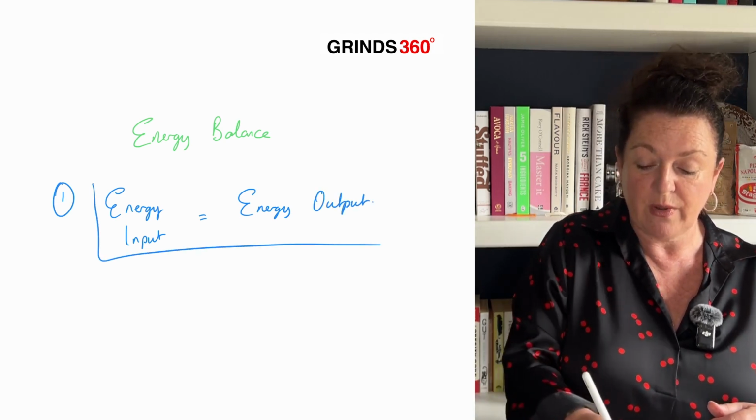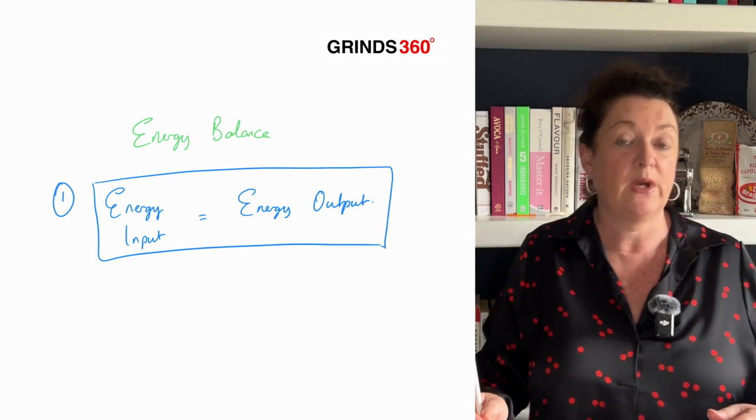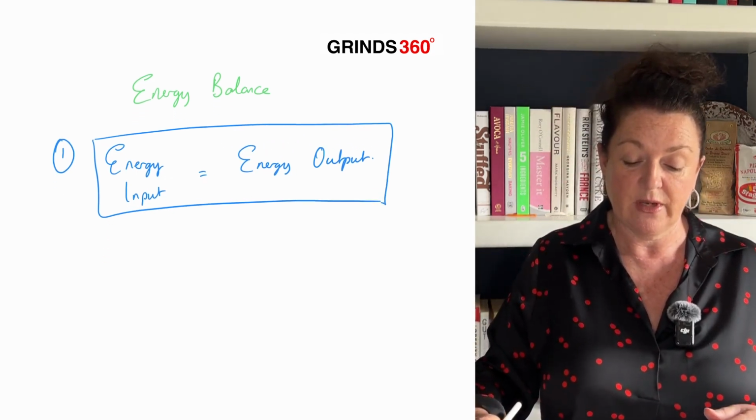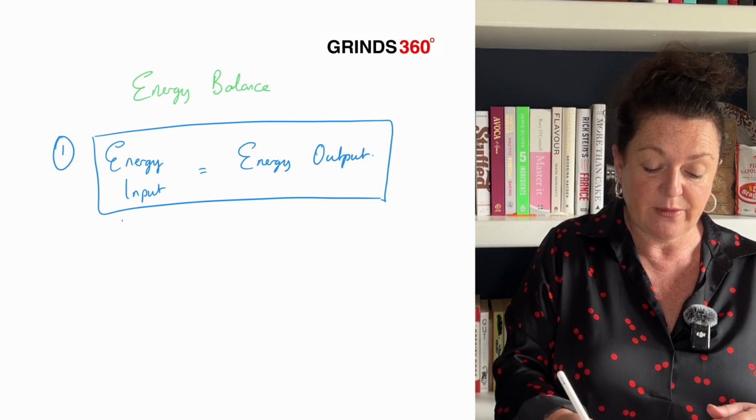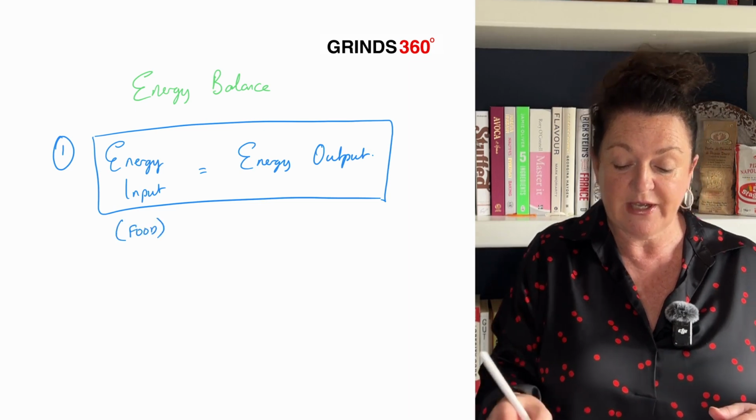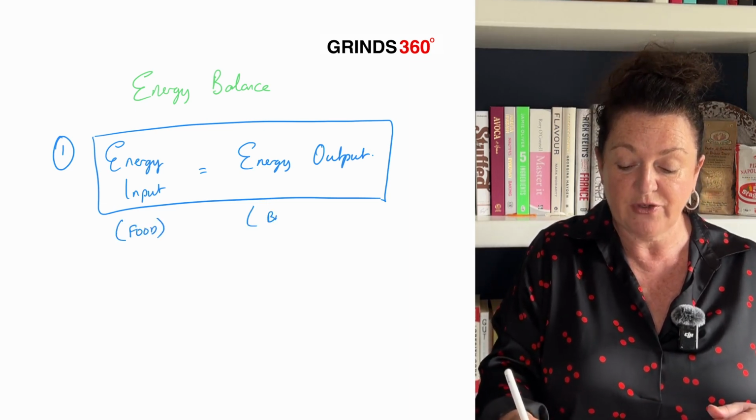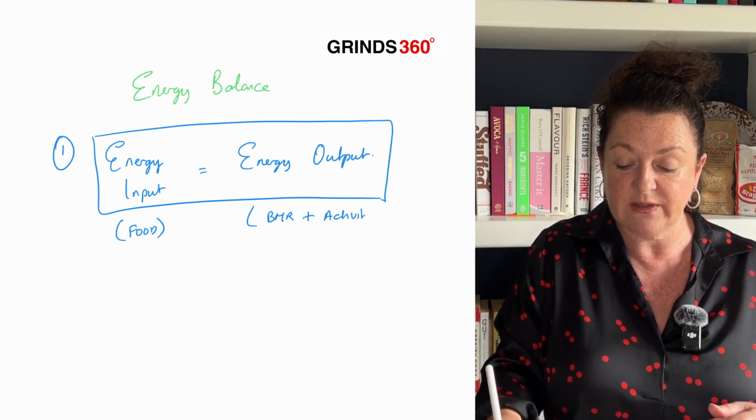And we're just going to box that off as we would do in an exam question. And we can write after energy input, food, and energy output: the energy from food is for our BMR and various activities.